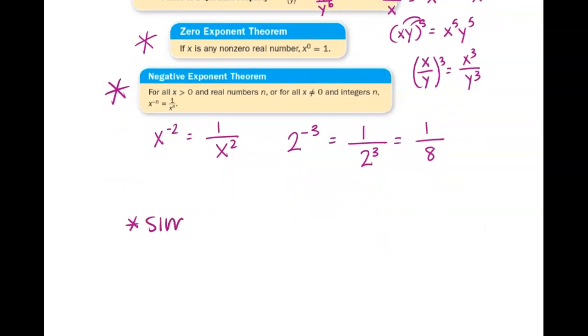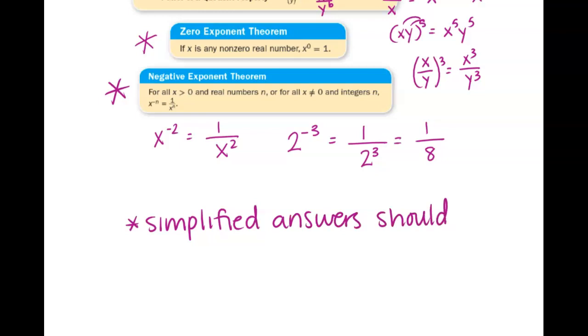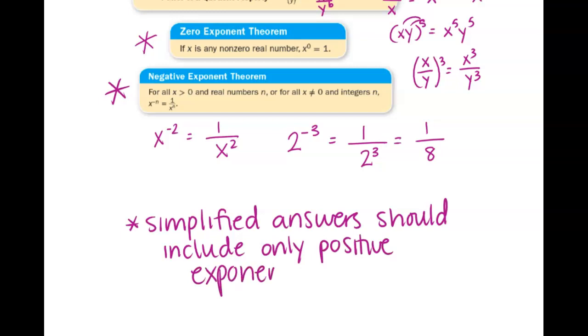So simplified answers should include only positive exponents. You should also simplify as far as you can, meaning if you have x's, you should only have one x in a single power. If you have numbers, you can't leave it as 1 over 2 cubed. You'd have to go to 1 over 8, or as far as you can.